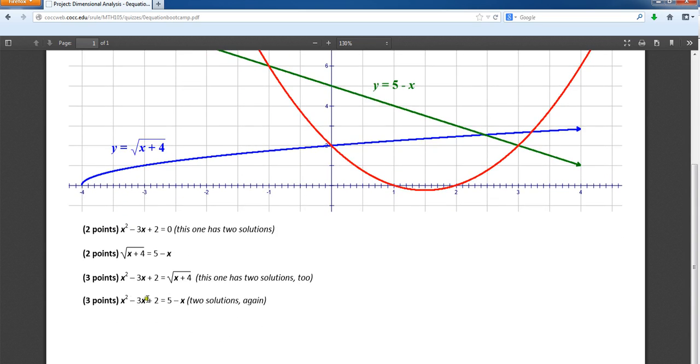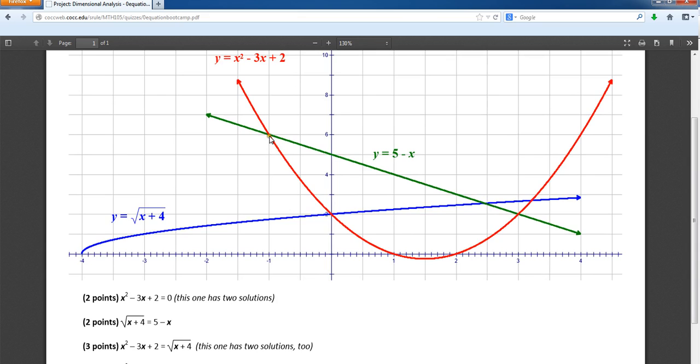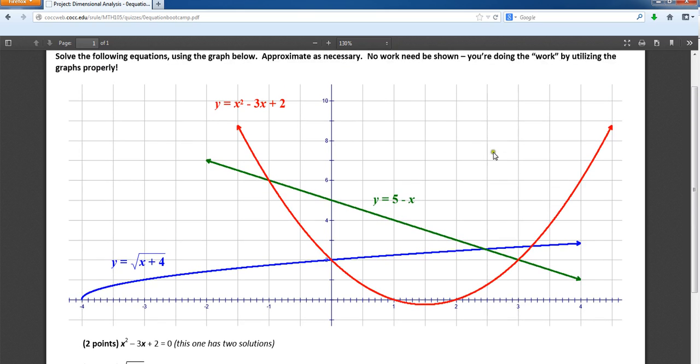And last but not least, x squared minus 3x plus 2, the parabola, and 5 minus x. And again, I said two solutions. Looks like one happens over here at -1, and one happens over here at +3. And that's the beauty of having the graphs. You don't need to crunch the numbers. You don't need to get lost in the algebra if the graphs are there to help you.